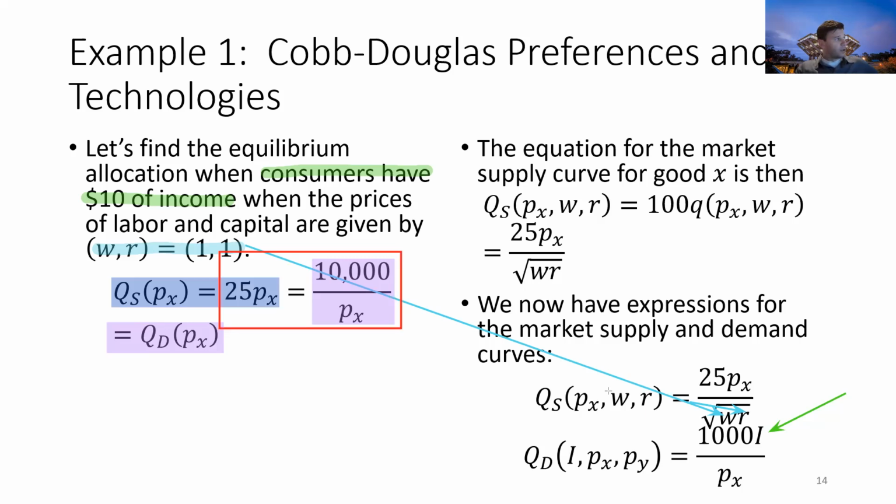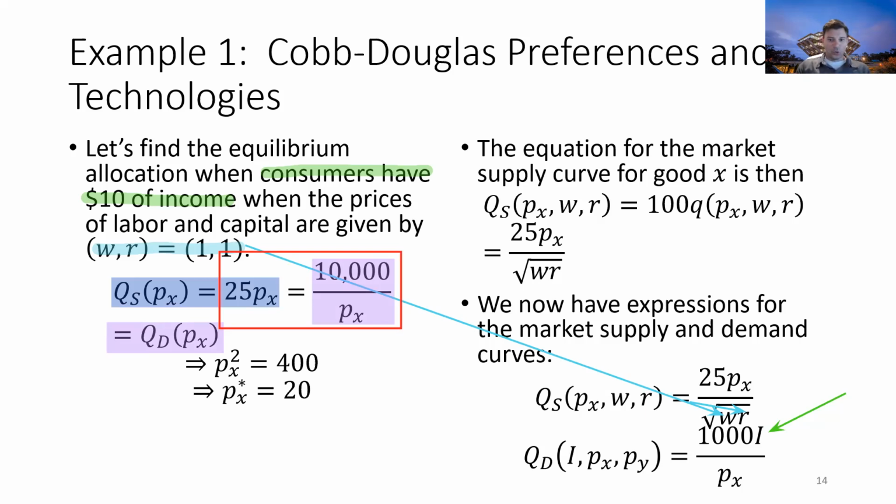So if we multiply both sides by px, divide both sides by 25, you should get px squared equals 400, which means the equilibrium price in this market, given the other factors here, has to be what? Yeah, very good. Got to be 20 bucks.